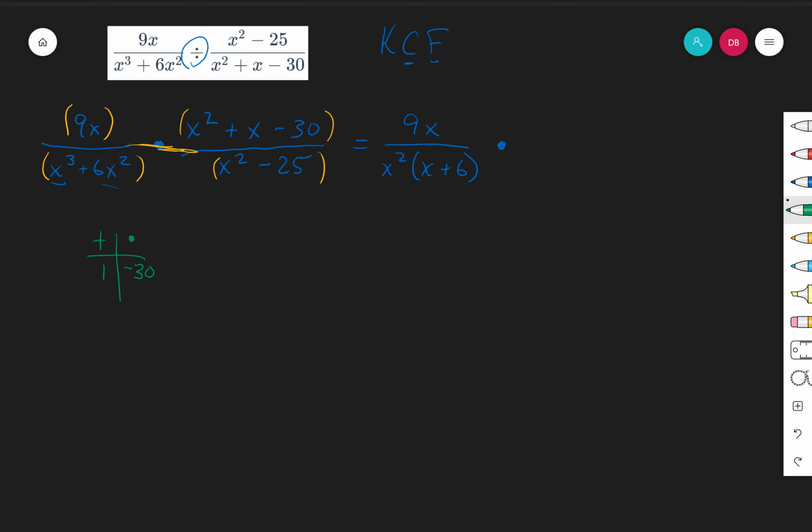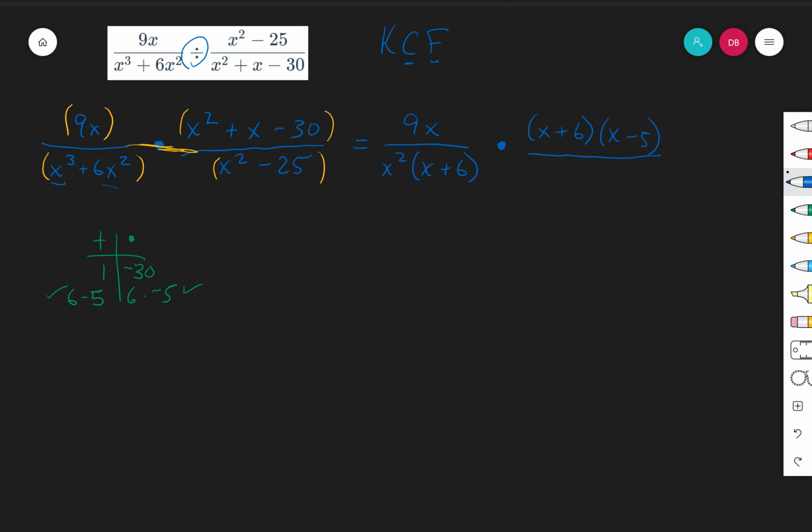So it should be 6 minus 5 is 1, right? And 6 times negative 5 is negative 30. Again, if you're struggling to come up with those, list out the factors of 30 and then see what combination of those you can add or subtract to get 1. Okay, so that makes this factor out to be x plus 6 times x minus 5.